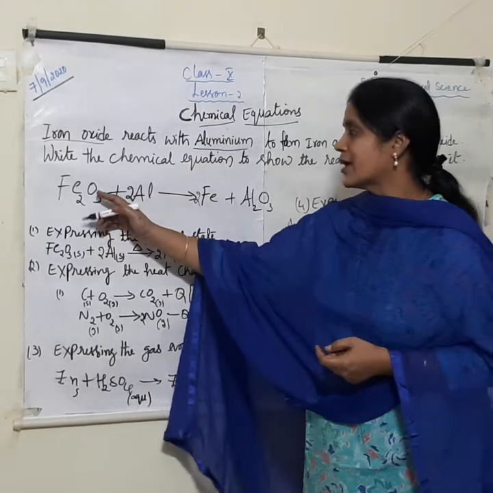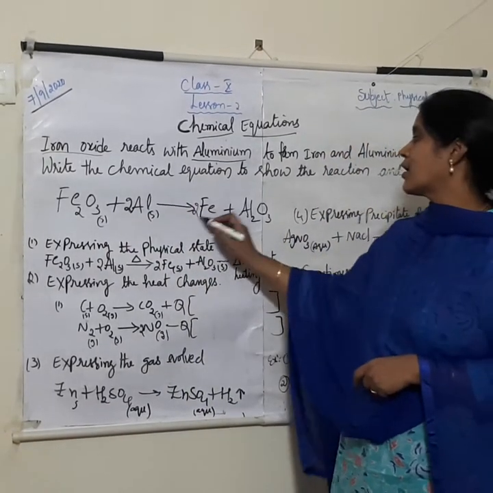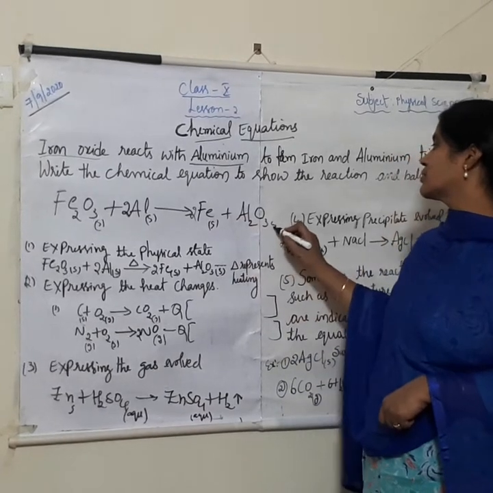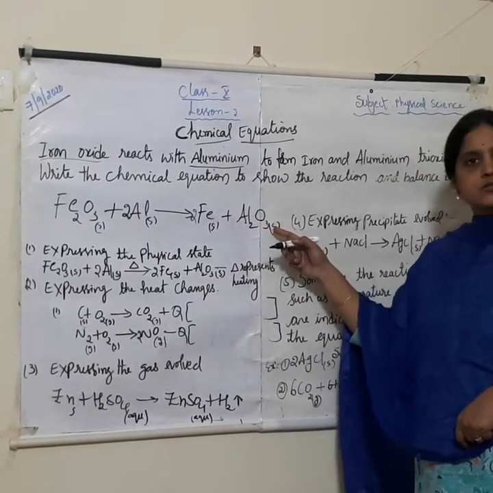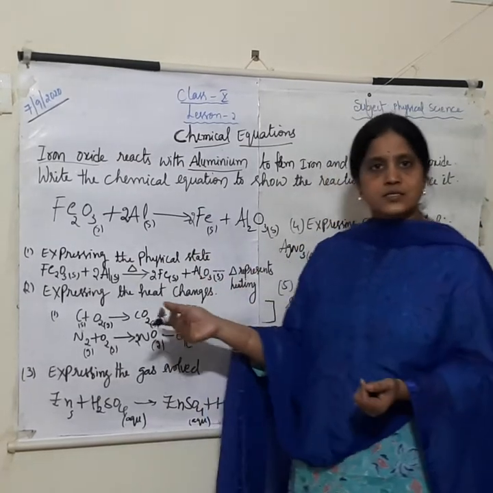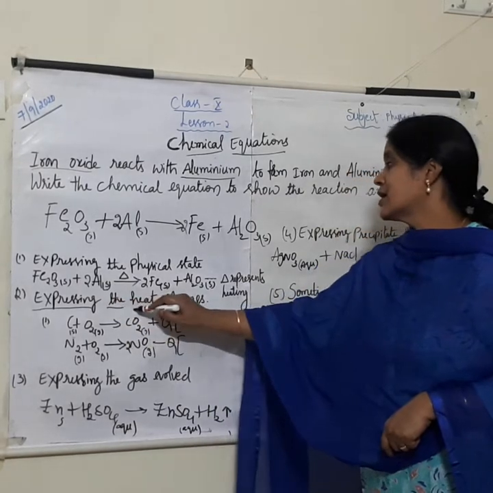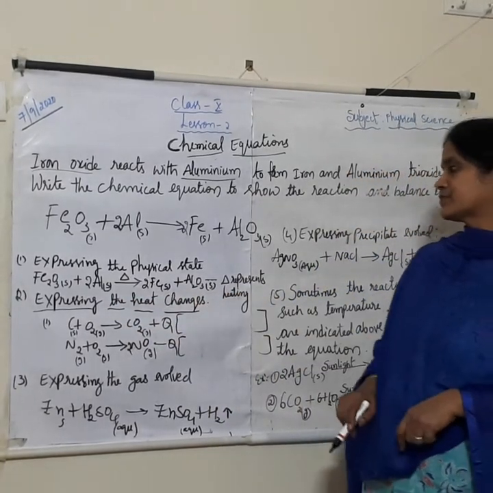See here, this is a solid, and aluminum is also a solid, and iron is also a solid, and the aluminum trioxide is also a solid. So the physical state you can find out. Next, you can guess it. Next, expressing the heat changes.